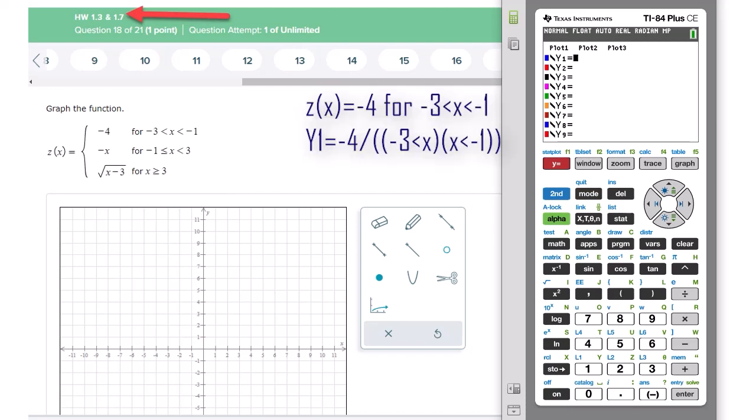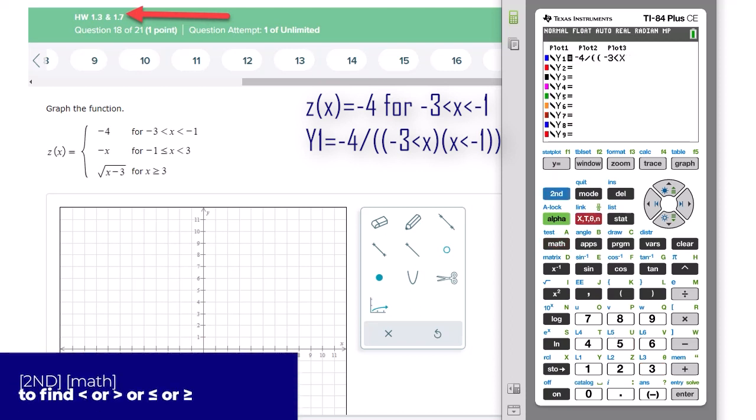For x between -3 and -1 exclusive, the function is really z of x equals -4. So I want to put that in. Then I need the divide symbol. I must have parentheses here. So I'm going to have parentheses, and then I've got to put in a second parentheses. Second parentheses, I want -3, second math, 5 is less than x, and then close up this parentheses.